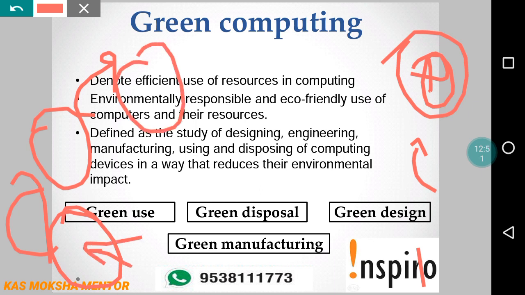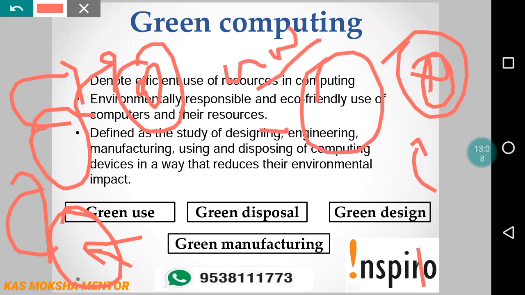And the projects we are doing for a green building or a smart city project, which reduces pollution, reduces energy wastage, reduces global warming, or which makes our world more and more greener, that is green computing. So here green use is there, green disposal is there, green design is there, green manufacture is there. These are the different attributes that realize green computing.